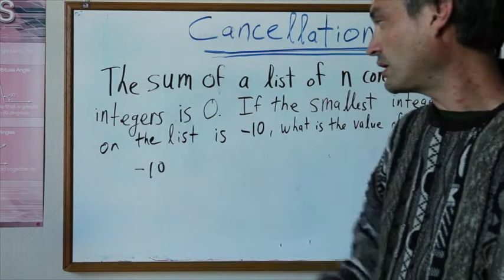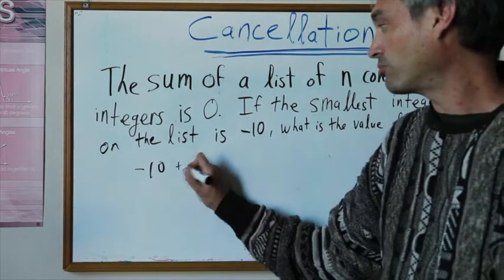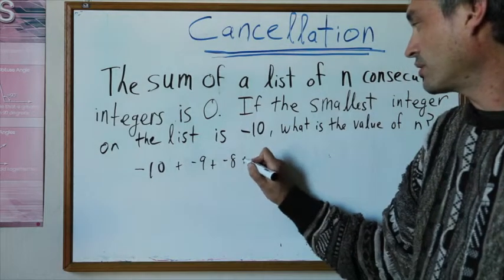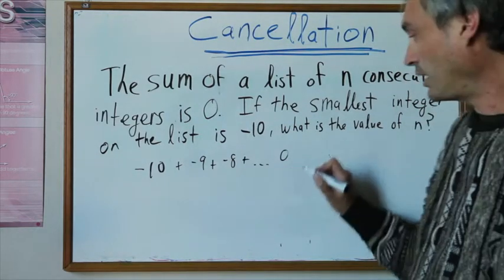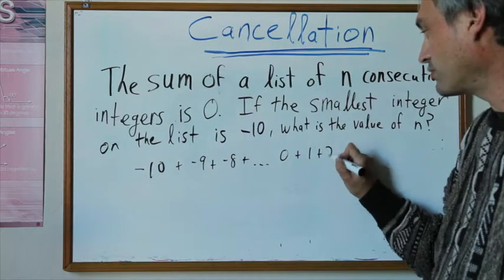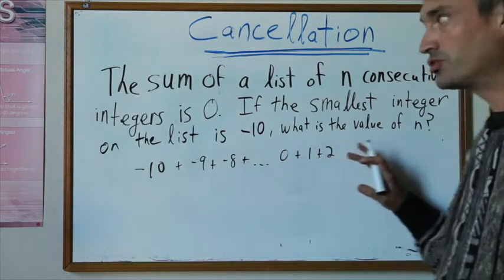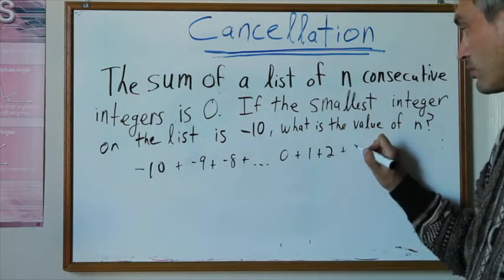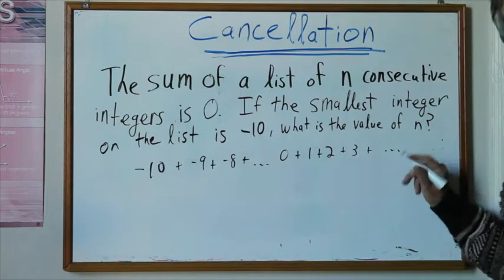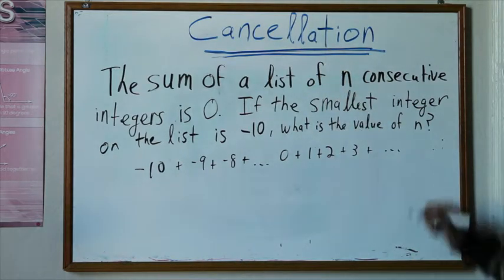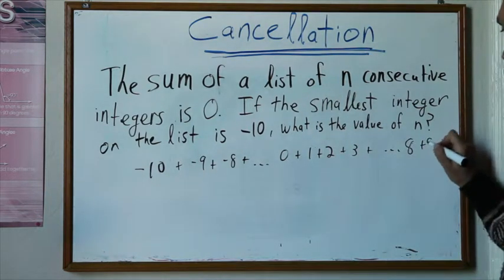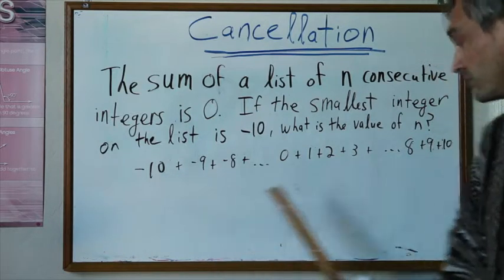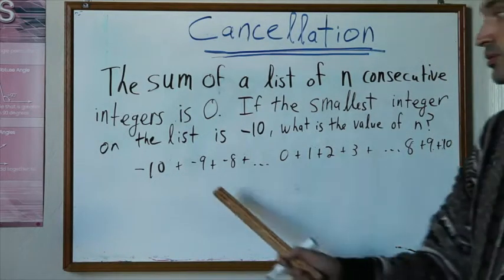So we could start writing it out as -10 plus -9 plus -8 plus, at some point we'll get to 0, and then we'll start adding some positive numbers. How far do we need to go so that the sum of all of them equals 0? The key here, of course, again, is to look for some cancellation. If you extend the list to positive 10, you'll notice that -10 plus 10 cancel to 0.